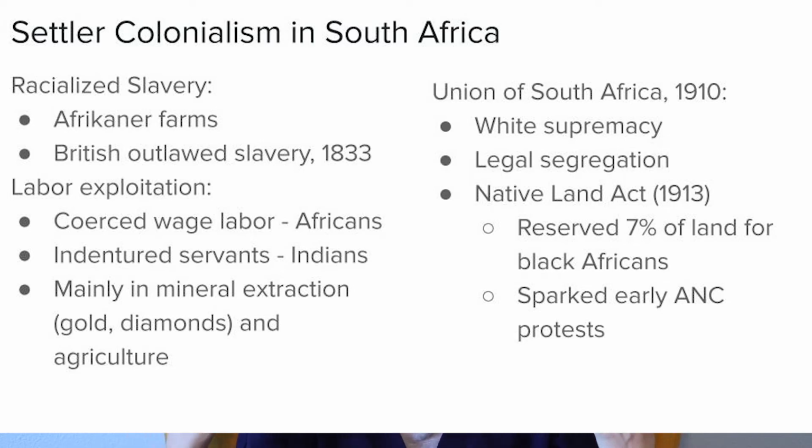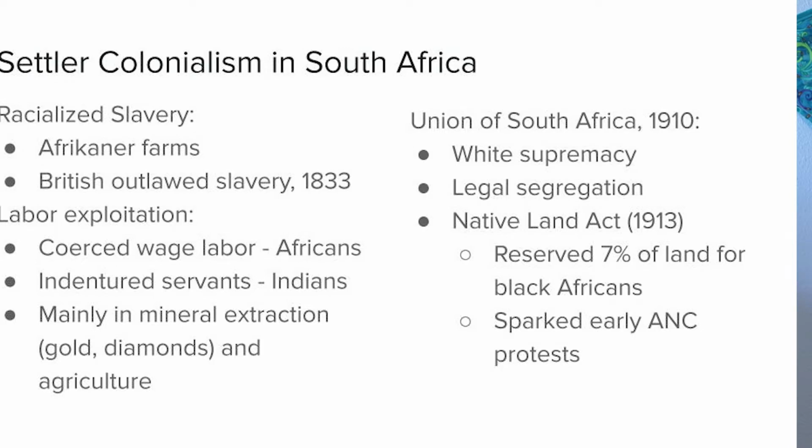Most of the work done in these exploitive and coerced forms was either mineral extraction, so gold and diamond mining, particularly in the interior of South Africa, as well as agriculture along the coastlands, vineyards and wine making, as well as growing crops and food for sale throughout the region.